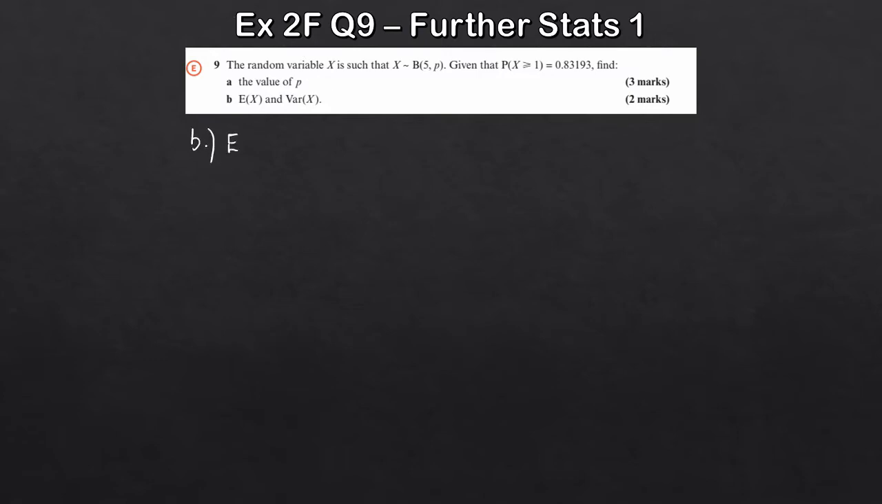So E of x, well, how do we work out E of x? Well, E of x, nice and easy, it's just np. So n times p, well, n is 5, p is 0.3, so 5 times 0.3, or 30% of 5, what would we get? We just get 1.5 there. So that's a nice easy follow up, that's one of the marks, and then the second mark for the variance of x.